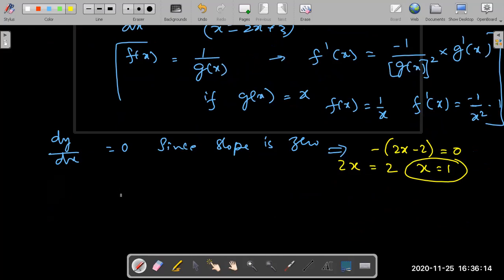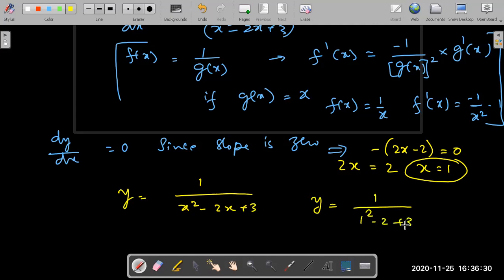So I substitute this x value into y, which is y is equal to 1 by x squared minus 2x plus 3. So I substitute x equal to 1, then I get y is equal to 1 divided by 1 square minus 2 plus 3. That is 1 by 2. So 1 comma 1 by 2. At this place, so for that curve, you will have tangents, they will have a slope 0.